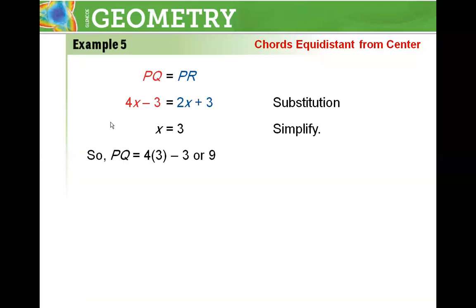But we need the value of BQ. BQ equals 4x minus 3. Substitute: 4 times 3 is 12, minus 3 equals 9. The same goes for BR. It equals 9 directly without substituting, because they are equal. So BQ equals 9.